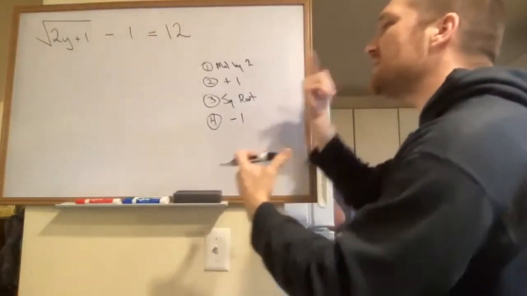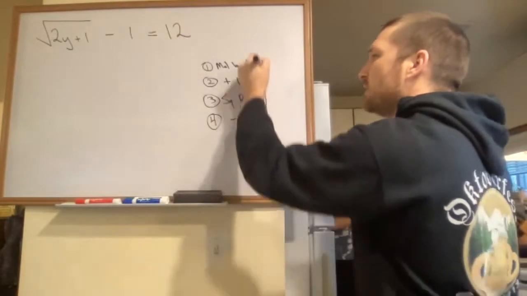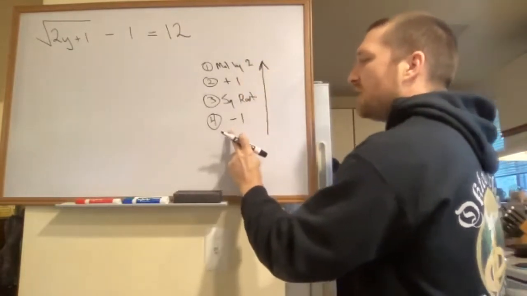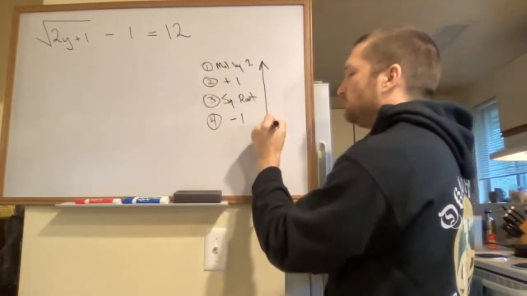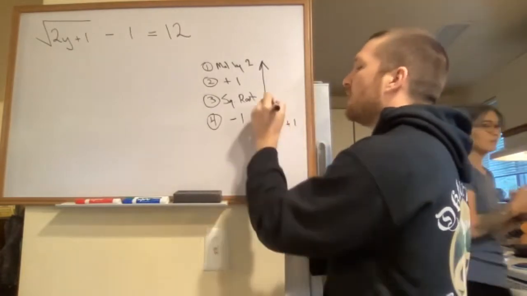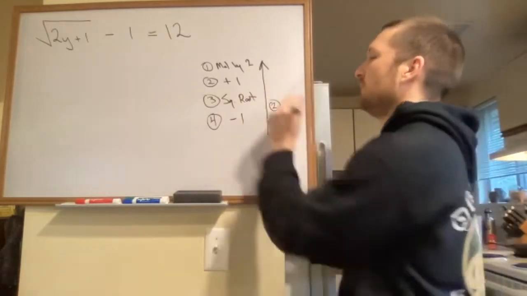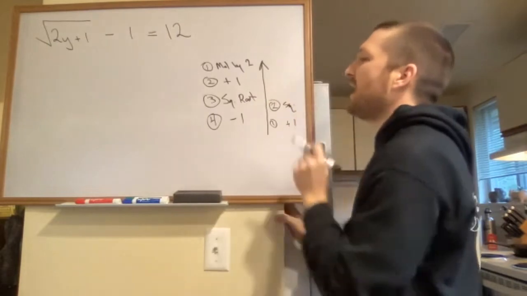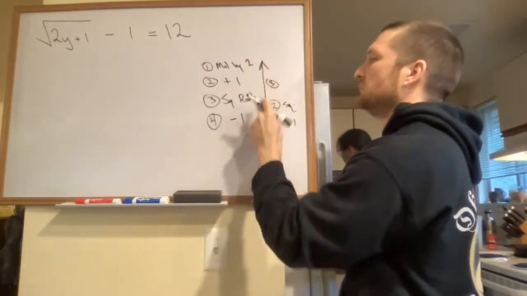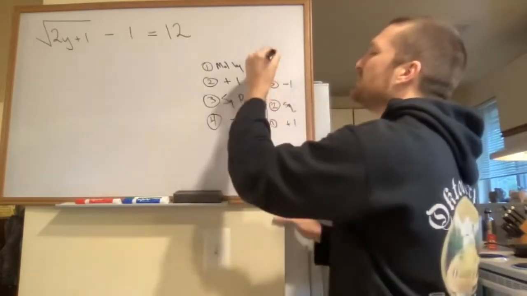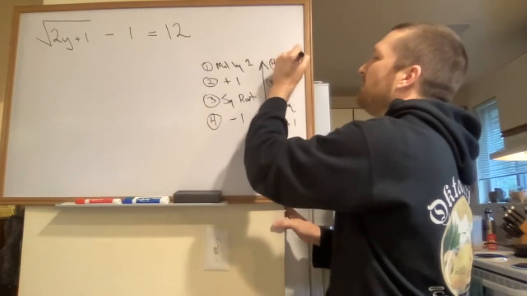So to undo this, we're going to go in the opposite order. How do we undo minus 1? Plus 1. Then how do we undo square root? We square it. How do we undo plus 1? Minus 1. How do we undo multiply by 2? Divide by 2.